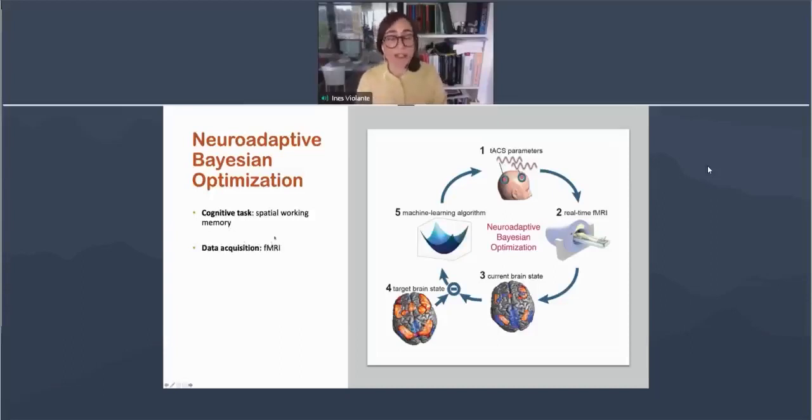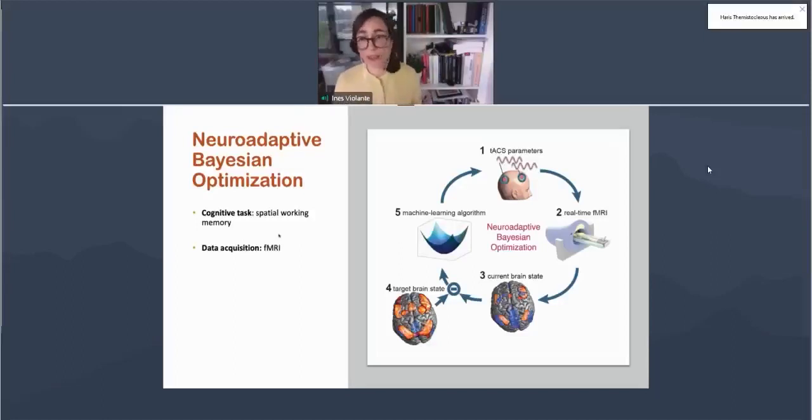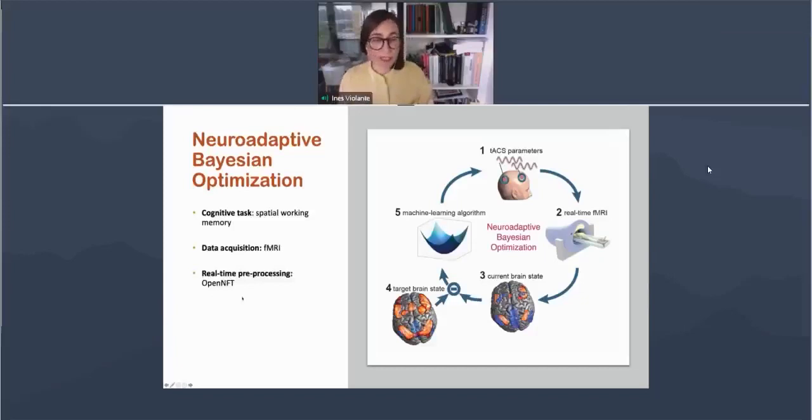We have fMRI, and although it's a sluggish signal, it's true, it does have some advantages. We have a good spatial resolution. We can look at particular networks that are of interest. In our case, they have to do with frontal-parietal networks, and the artifacts are minimized compared to EEG, so compared to doing simultaneous TACS with EEG. And for real-time pre-processing, we're using OpenNFT, and I mentioned a lot of this work spearheaded by Tibor, a postdoc in the lab, and he has been developing tools for OpenNFT as well. And we are using Bayesian optimization as our approach to optimize stimulation for the individual. And as I said, we're using TACS in this case.